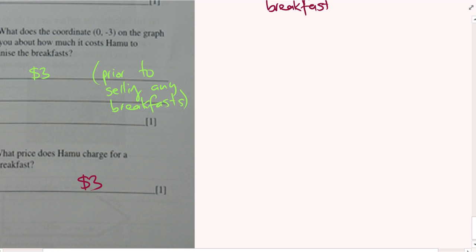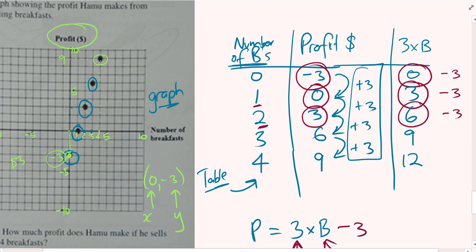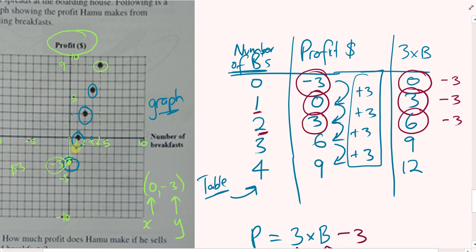Another way of looking at it is, if we were to look at the graph, we can see that if we start at 1 breakfast and then go up to the next breakfast, so 2 breakfasts, we're actually adding $3. So if we go from 2 breakfasts to 3 breakfasts, we're adding 3. And the same if we go from 3 breakfasts to 4 breakfasts, we're adding 3, which indicates that it costs $3 for each breakfast.